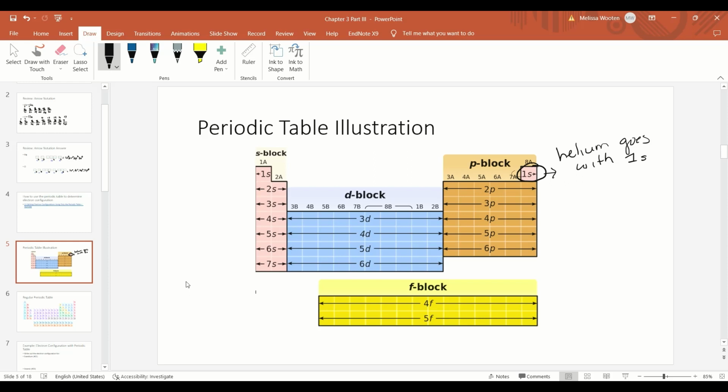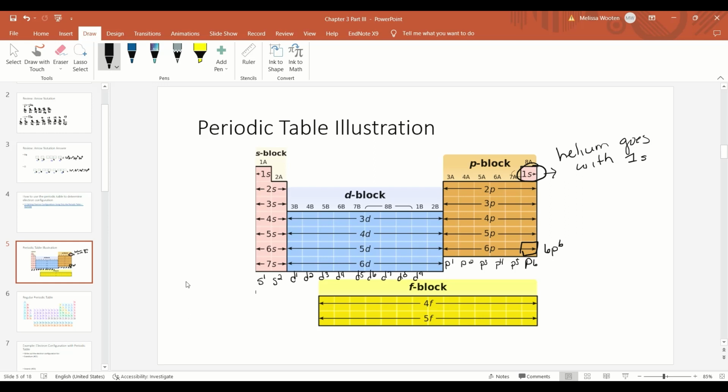You have 2s, and so this would be s1, s2. And this would be p1, p2, p3, p4, p5, and p6. So the way this would work is this element, whatever it is, the last part of its electron configuration would be 6p6.